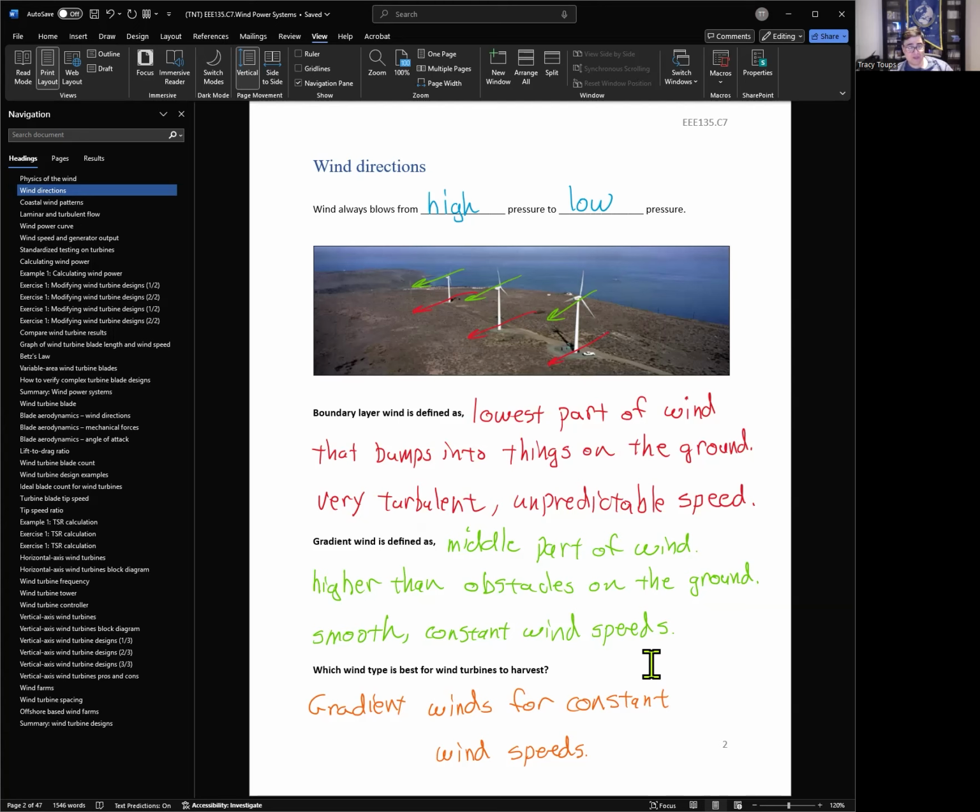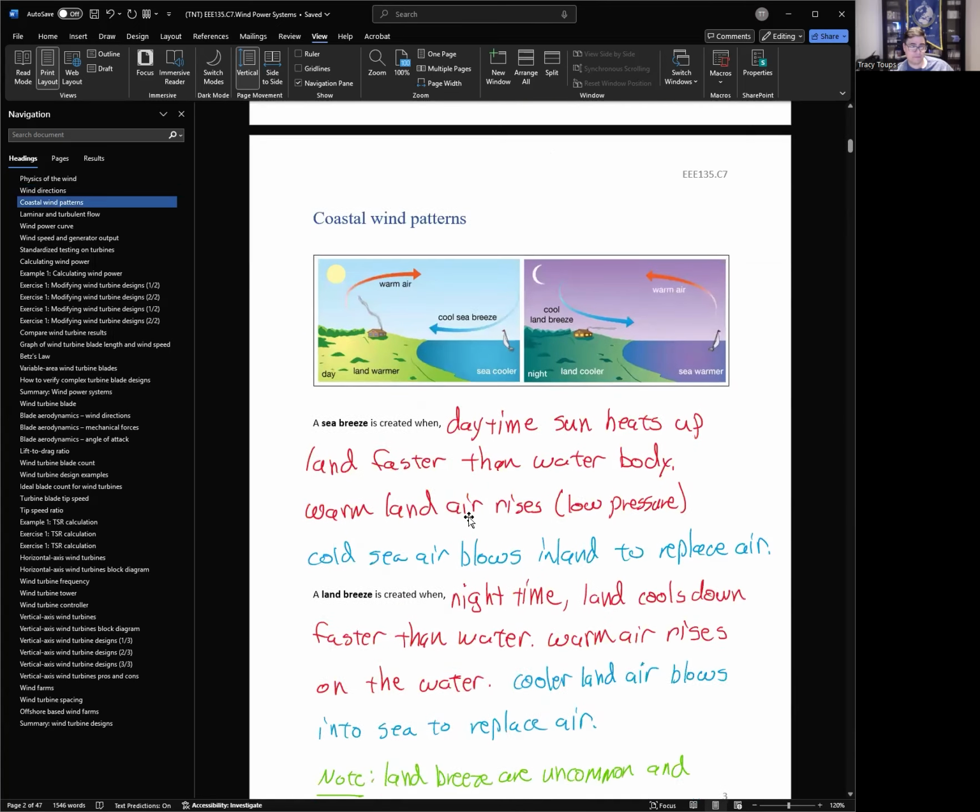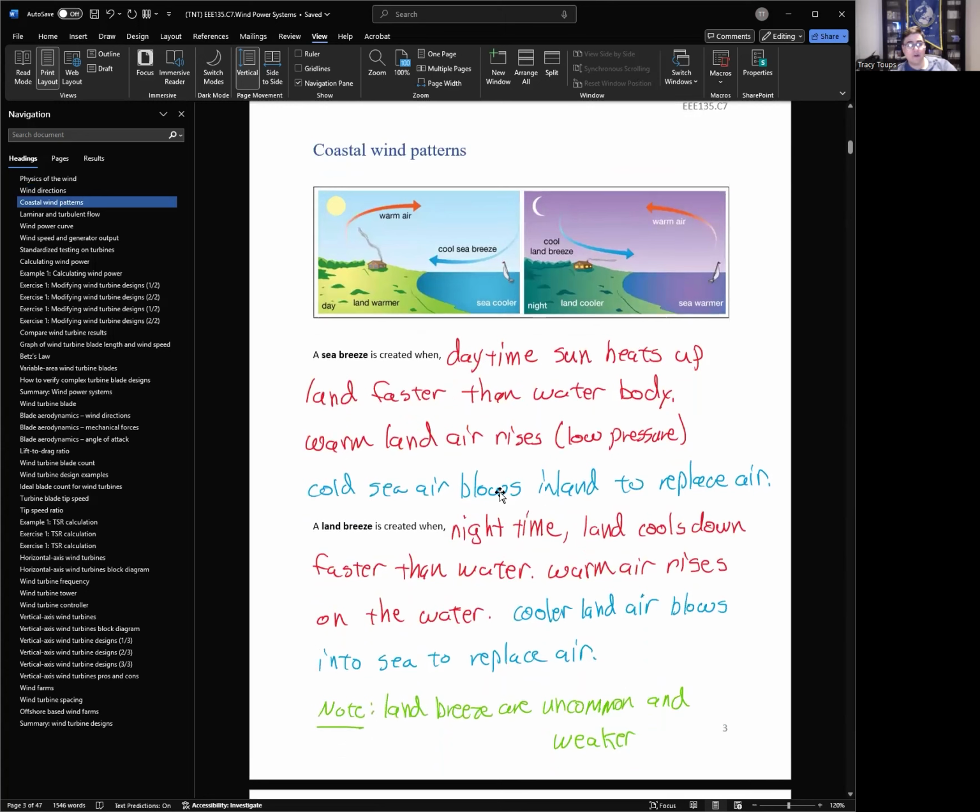It's going to be a hassle to harness the energy efficiently from that. So we just want nice, smooth wind flow. That's why we build our wind turbines very high up, unobstructed by other obstacles. So gradient wind is good, that's where we want to target. We talked about coastal wind patterns, let's get a little more detail this time.